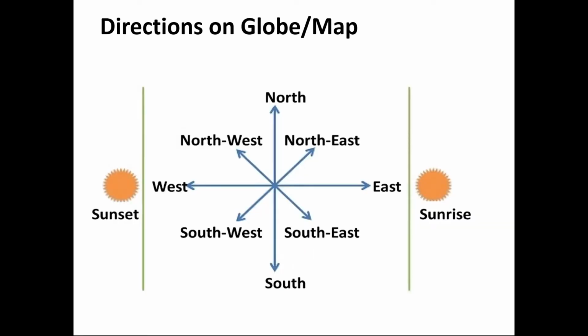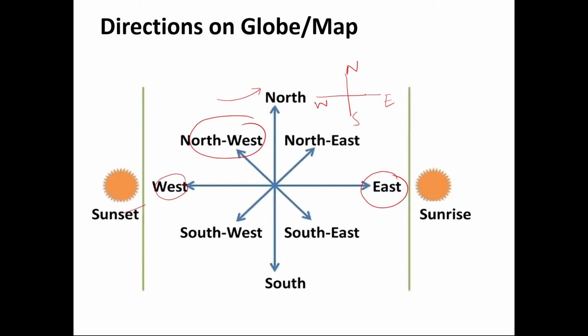Now we will see the directions. If we see directions on a map, then just draw these two lines on the map, and on the map this is north, this is south, this is east, and this is west. In the east the sun rises and in the west the sun sets, and these are the crosses of two directions, like north and west. So this is northwest. Similarly the other directions also. So earth rotates from west to east, so the sun first rises in the east and then sets in the west.